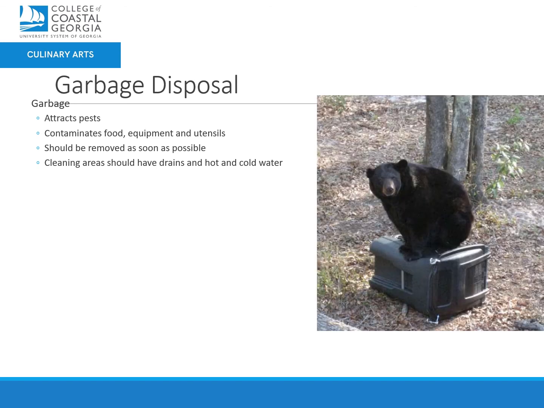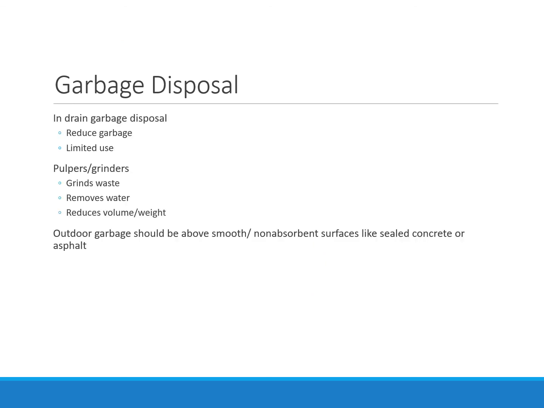And why do we want to do this? Because we don't want to attract pests. Animals are drawn to garbage. They see it as food. Some other things that we can do that are important. A garbage disposal in the drain. So again, food products can be ground up and run out through the sewer where they can be broken down. This is only really good for a limited amount of food product.